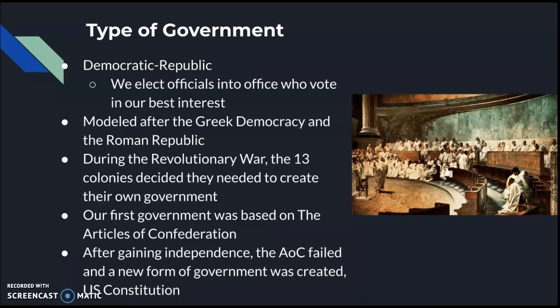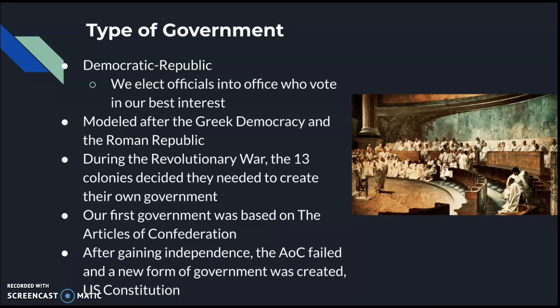Now, during the Revolutionary War, the 13 colonies decided that they needed to create their own type of government after they declared independence from England. This type of government first became known as the Articles of Confederation, and we will discuss more of the Articles of Confederation and some of its flaws. Just like before, the United States colonies were governed by the British. So once they decided to no longer be under British rule, they decided that we need our own type of government to handle our own laws and business.